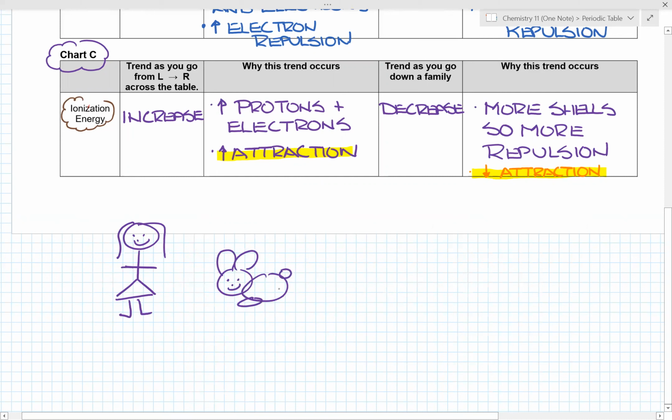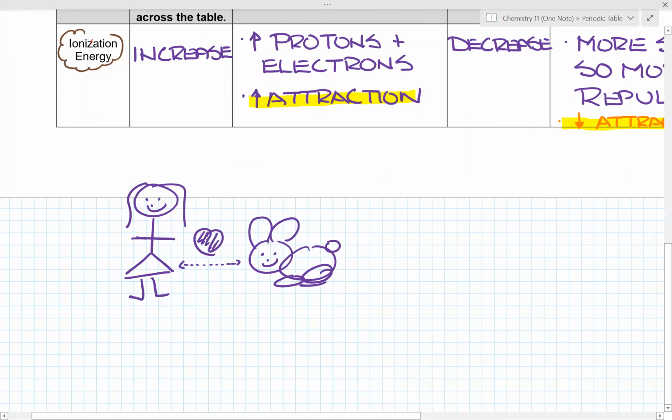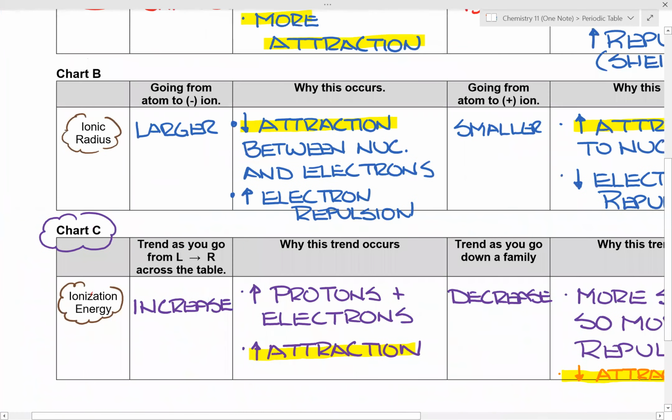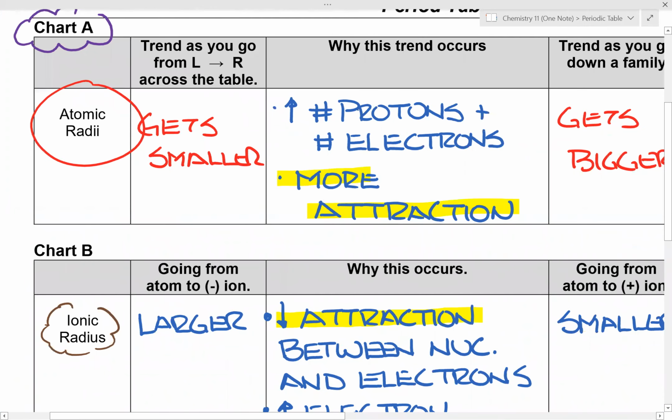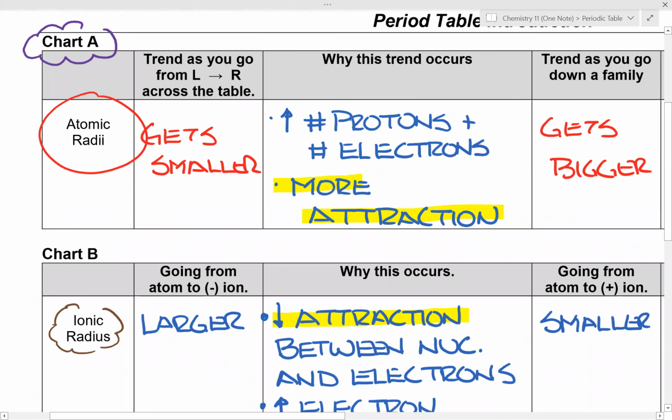Okay, so we have a little bunny. Now what happens is this person and this bunny are in love. You could think of it like this: the more attraction this person has to their pet bunny, the more they want to spend time with the bunny and get closer to it. That is like the atomic radii. As you increase the number of protons and electrons, you actually have more attraction, which brings it in closer.